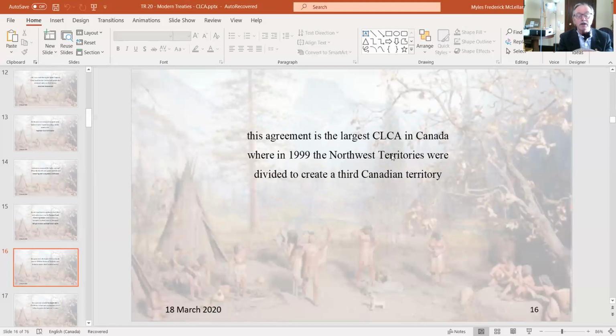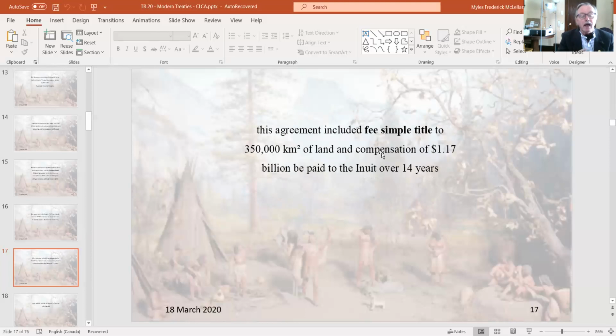But in 1999, the Northwest Territories was divided into two territories, creating a third territory known as Nunavut. So that was incredibly important because that is largely an Indigenous territory. 80% of the population in Nunavut is in fact Indigenous, being primarily Inuit. It allowed for, again, fee simple, which is an English concept of land ownership, over 350,000 square kilometers of land.